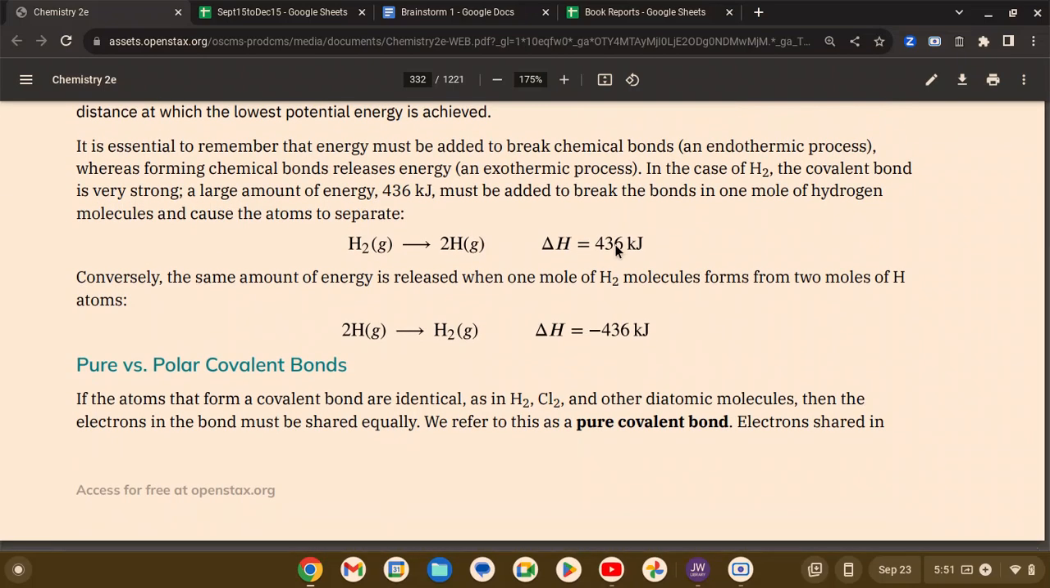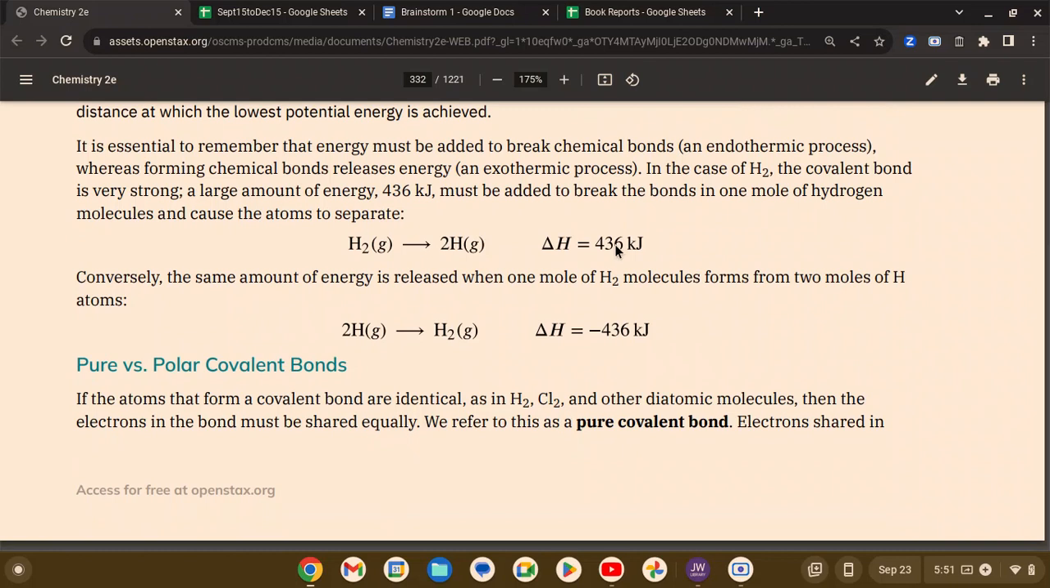It is essential to remember that energy must be added to break chemical bonds, an endothermic process, whereas forming chemical bonds releases energy, an exothermic process. In the case of H2, the covalent bond is very strong. A large amount of energy, 436 kilojoules, must be added to break the bonds in 1 mole of hydrogen molecules and cause the atoms to separate.